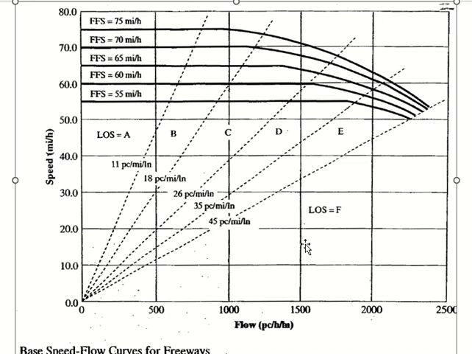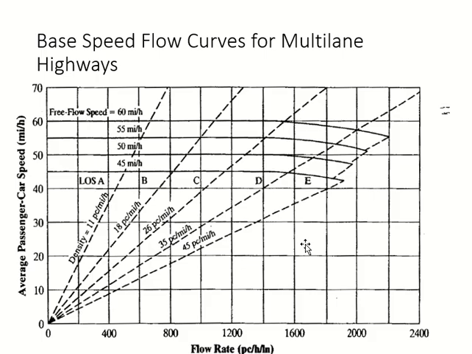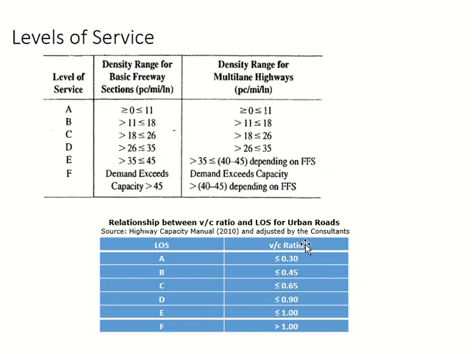They did it for a few values for freeways and a few other values for multi-lane highways. The procedure is the same. These are the density values which I was talking about. So A is up to 11, B is up to 18. You will take the inverse of these values for the tangent theta of the lines.